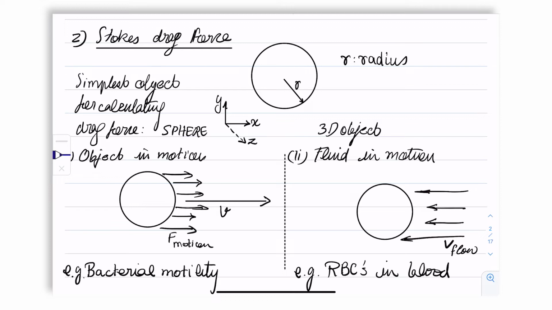There is an opposite situation where the object could be static, but there is flow coming at it. The fluid is in motion, and then it experiences drag again. The first case, motion of the object itself by active motility, is like bacteria or leishmania or any motile self-propelled cell. And the passive motion, meaning the object is suspended in a fluid which is itself undergoing motion, is like red blood cells in blood.